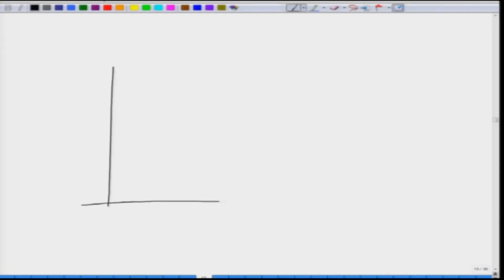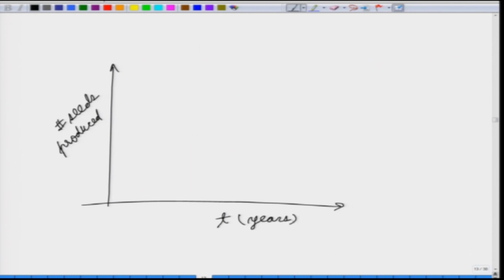So, what we do in this case is that if you have a species that shows this characteristic, so what you will see is the number of seeds produced versus time in years. So, there will be a year in which the seed production is very high, next year it will be low, then it is again low, then again low, and then this year it is high, then it is low for 3 years, and then again it is high.